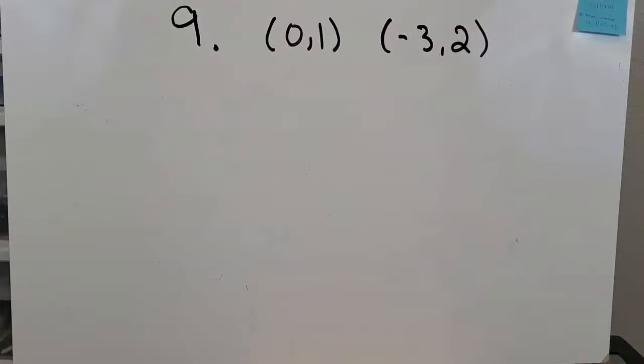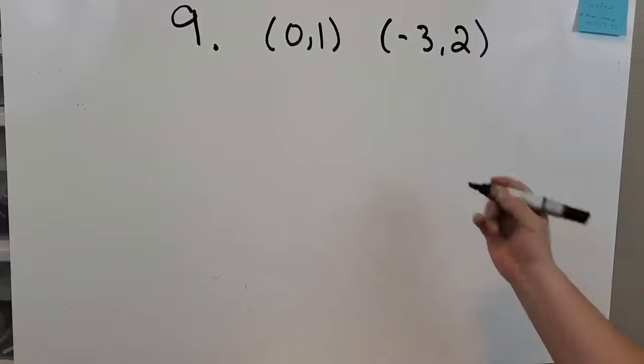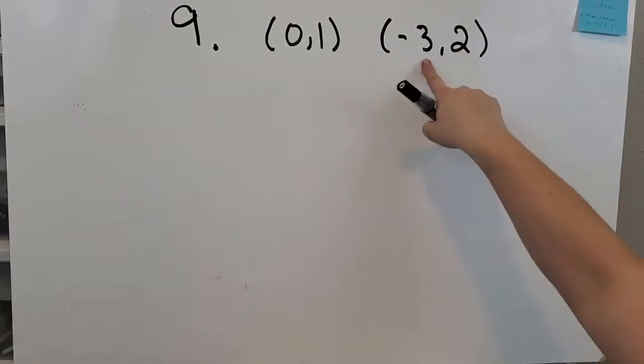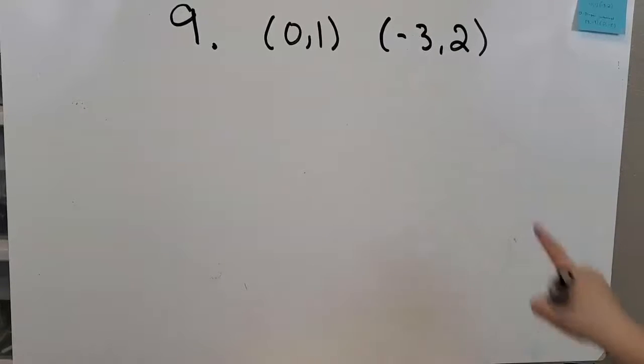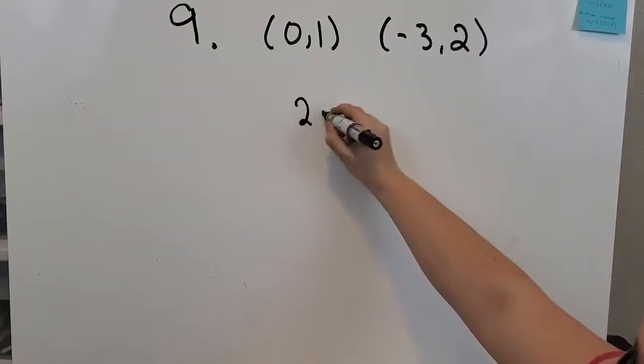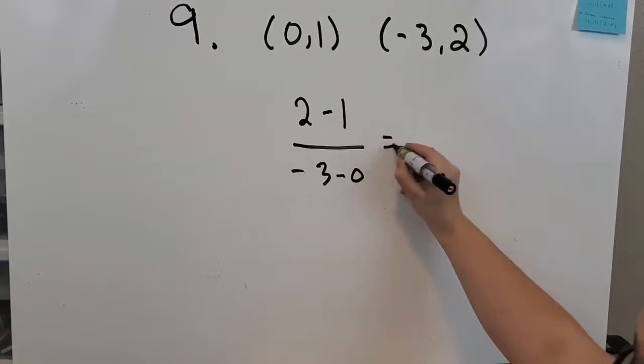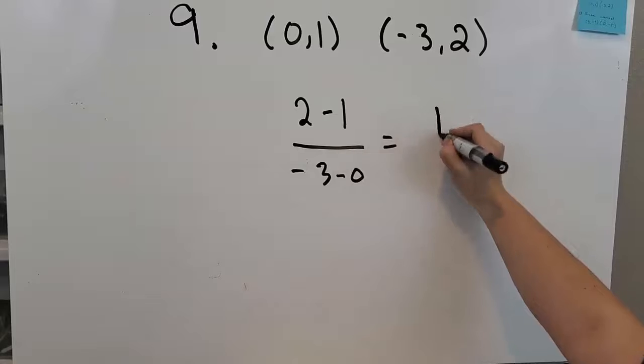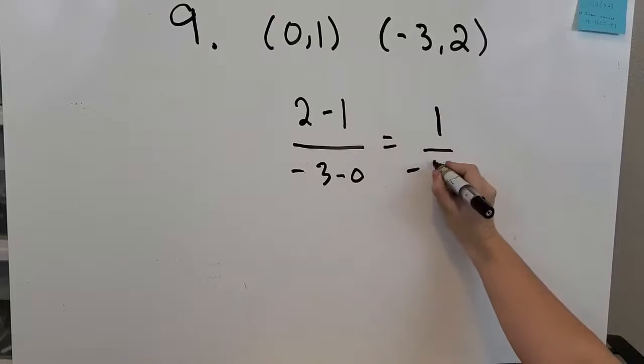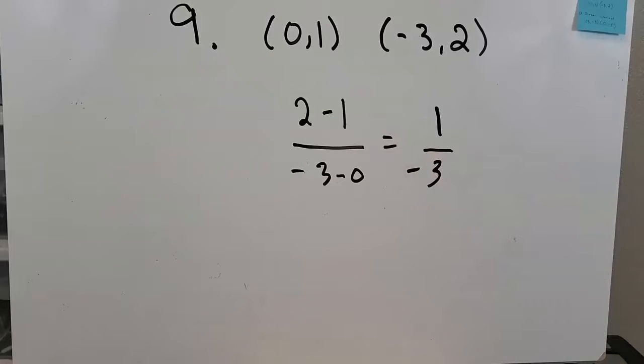The first problem from our second section gives us the 2 points 0, 1 and negative 3, 2 and asks us to find the point slope form. So the first thing we're going to have to do is find the slope. We're going to do that by plugging into our equation: y2 minus y1 over x2 minus x1 equals slope. So that's going to be 2 minus 1 over negative 3 minus 0. When I simplify, 2 minus 1 is 1. Negative 3 minus 0 is negative 3. So our slope is negative 1/3.